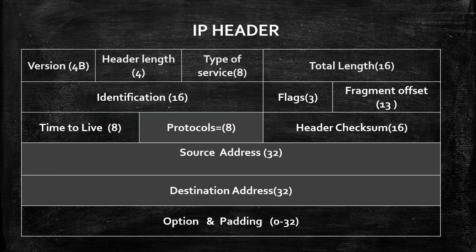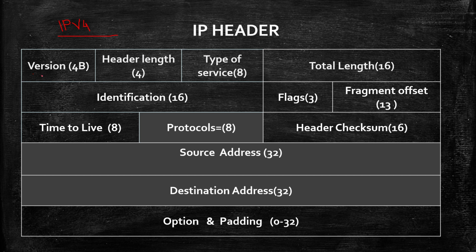So let's go over it. First is the IP header. Today we are learning about IPv4. Here the minimum size is 20 bytes and the maximum is 60 bytes. 60 bytes means 480 bits. So this is divided into bits and bytes.